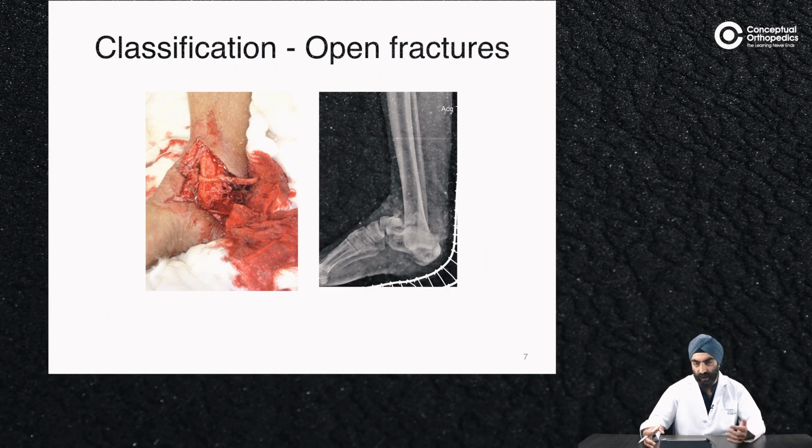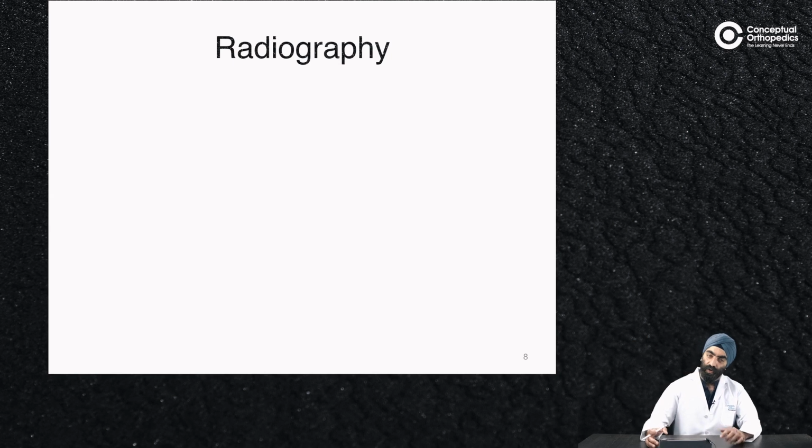So in classification, we can classify as open or closed fractures. So open fractures, we know that already, open are always much more severe injuries, and they are more urgently to be treated. However, the closed injuries have been shown that even if we have a delay of fixation of the talus fractures, it does not really affect the eventual outcome or the chances of AVN.